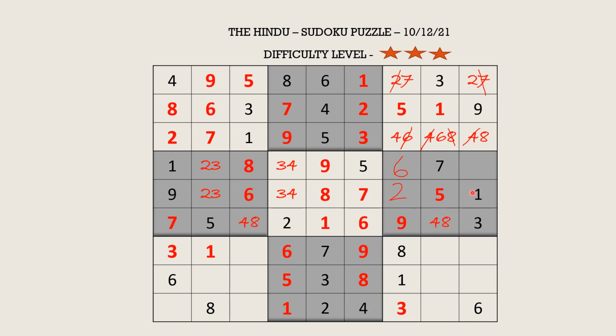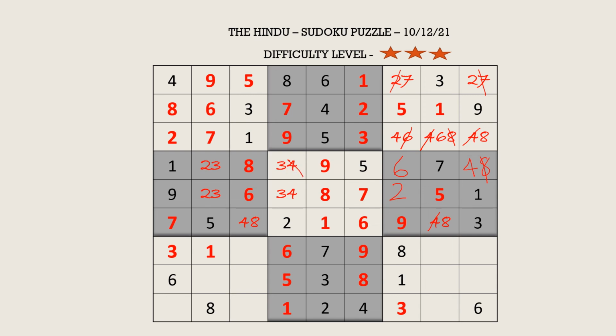Looking at this block, there's only one empty cell. That will definitely be a 4 8 pair. So let us mark it with 4 8. But we know clearly that there is an 8 blocking from here. So there is no 8 here. So this is a 4. That means this is an 8. So this 4 cancels out the 4 here.